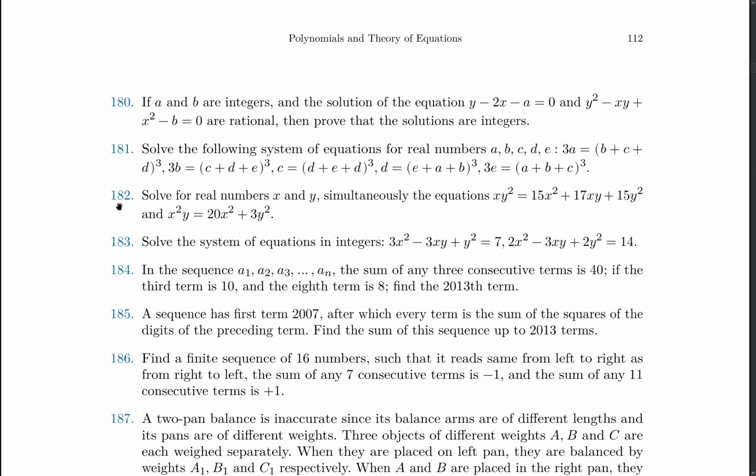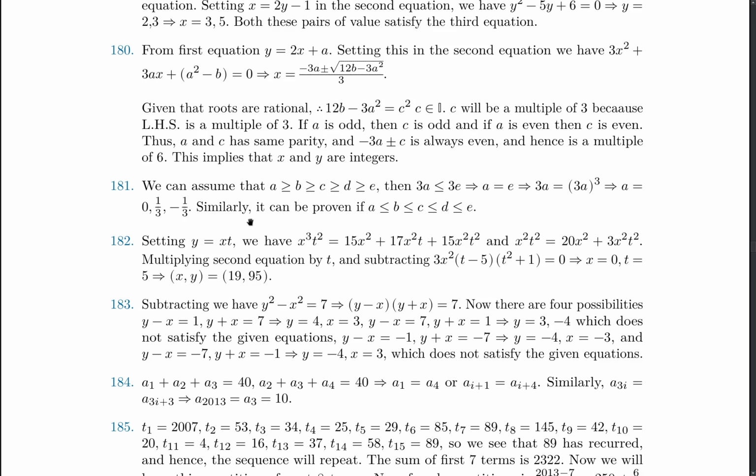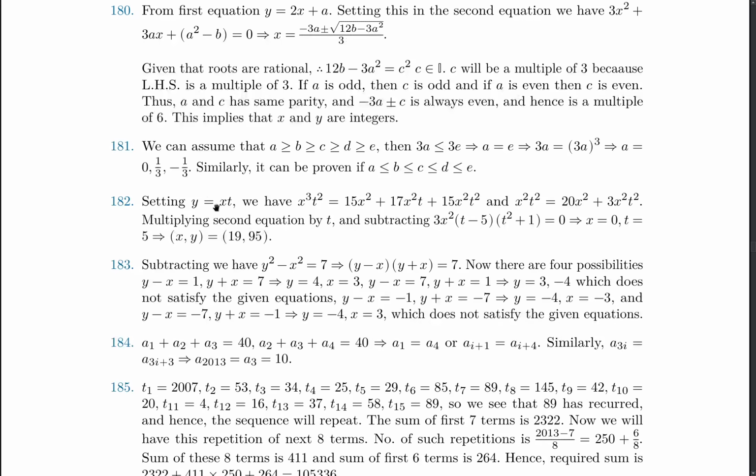Now question 182 says: solve for real numbers x and y simultaneously the equations xy^2 = 15x^2 + 17xy + 15y^2 and x^2 + y = 20x^2 + 3y^2. So what we do is we put y = xt. So we get x^3 t^2 = 15x^2 + 17x^2 t + 15x^2 t^2. And the second equation becomes x^2 t^2 = 20x^2 + 3x^2 t^2.